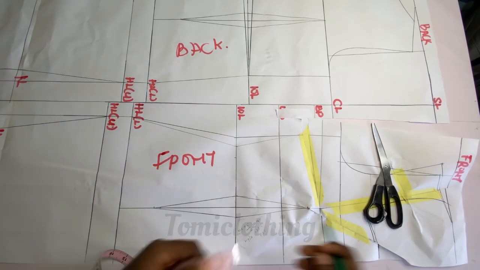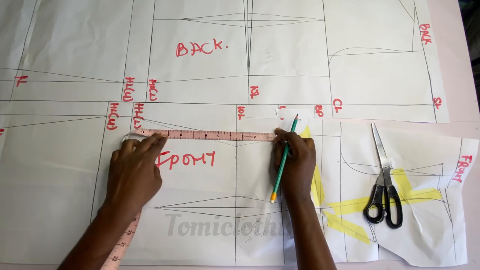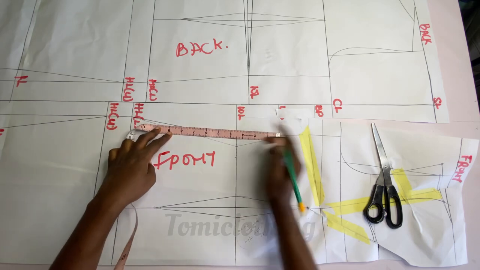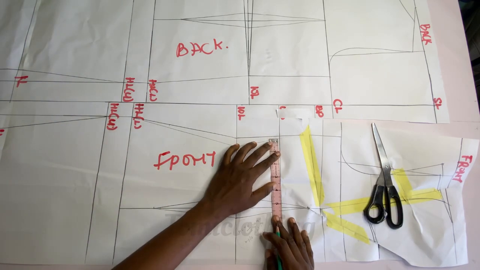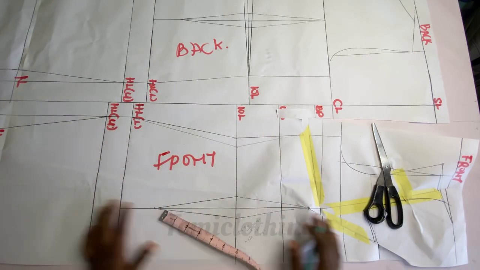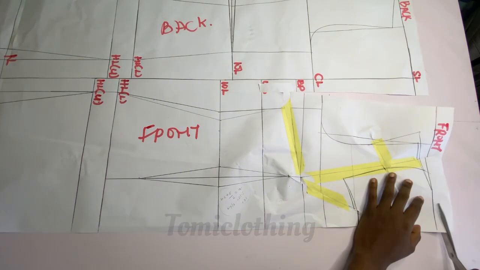For the underbust, you can just start the measurement from the underbust and determine how long you want it to be, maybe 9 inches before you get to the hip line. Then you determine the width as well, maybe 5 inches or 6 inches. So you can just cut it out as a pattern.